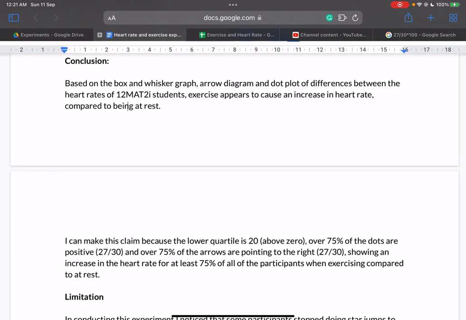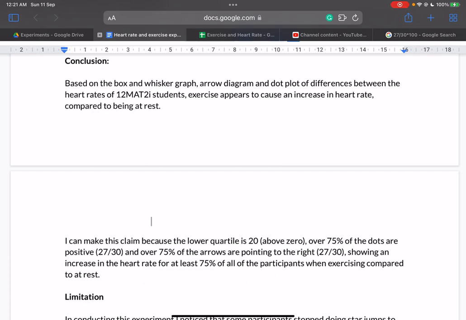Based on the box and whisker graph, arrow diagram, and dot plot of differences between the heart rates of 12-minute twice students, exercise appears to cause an increase in heart rate compared to being at rest. Now you only need evidence from one of your graphs. I've got all 3 just to show you how to do it, but you only need one of them. If you're looking for the easiest one, I would suggest the dot plot.